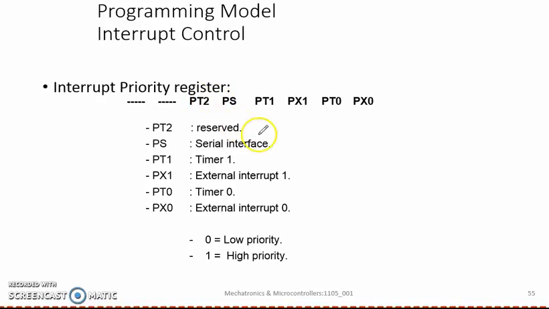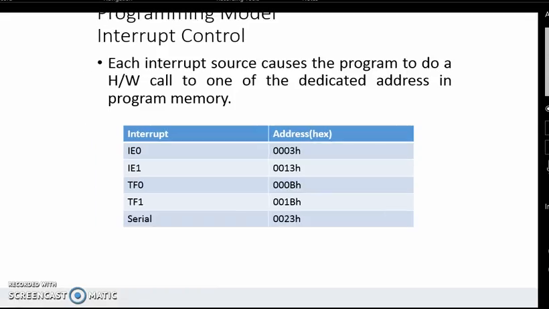This is the interrupt priority register. PT2 is reserved. Then the priority for the serial communication interrupt, priority for timer 1 and timer 0, priority for external interrupt 1 and external interrupt 0. So if it is 1, you are giving a higher priority. If you are giving a 0, then a lower priority is used.